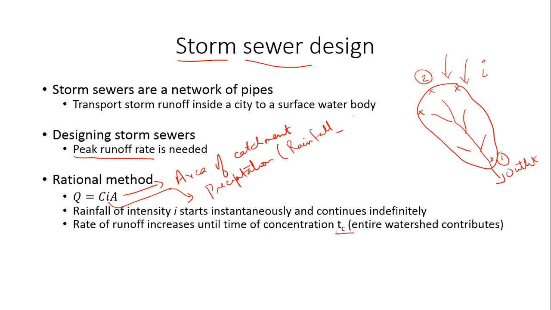So the time that it takes for this farthest point in the watershed. Now, when I say farthest point, please remember, it is not the farthest in terms of distance. It has to be farthest in terms of the time it takes for water to reach the outlet. So for example, the distance from here to here may be 10 kilometers, and the distance from here to some other point may be 9 kilometers. But if the slope is steeper here, the water may flow quickly and reach this outlet.